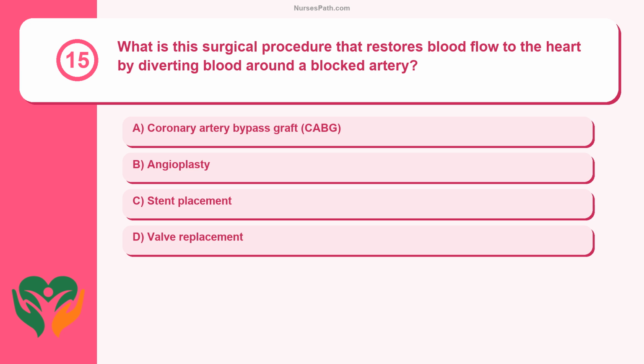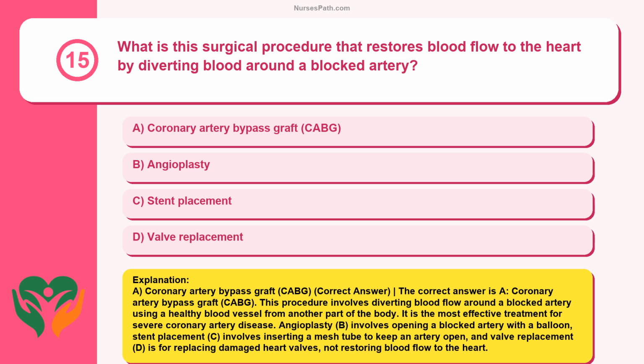Question 15. What is the surgical procedure that restores blood flow to the heart by diverting blood around a blocked artery? Coronary artery bypass graft, CABG. Angioplasty. Stent placement. Valve replacement. A. Coronary artery bypass graft, CABG.